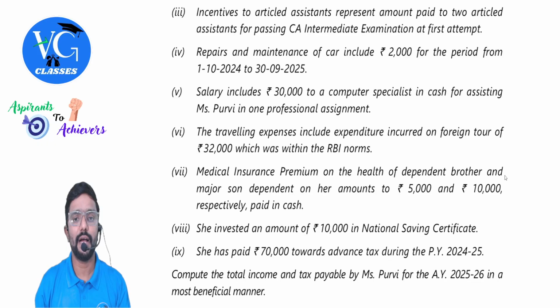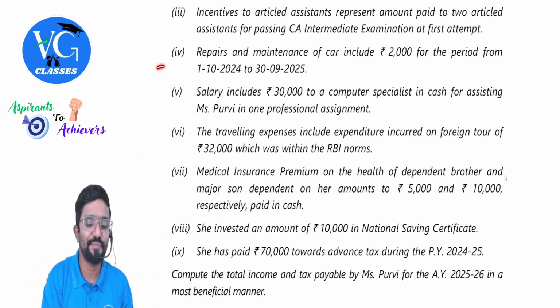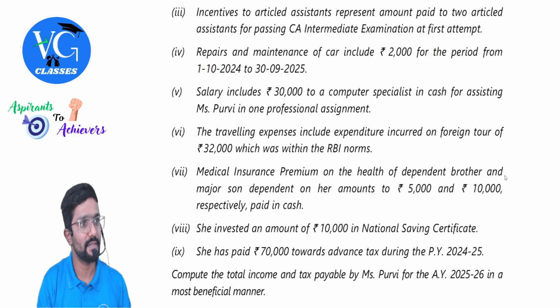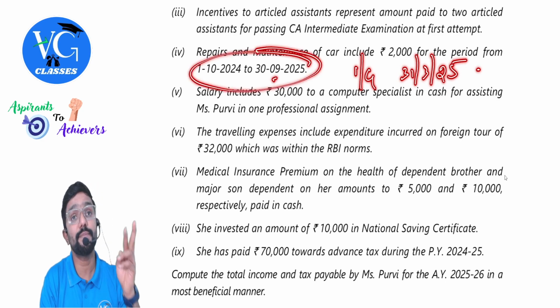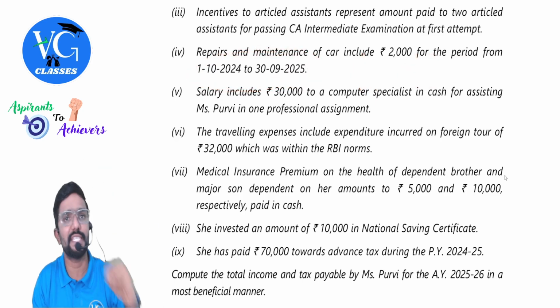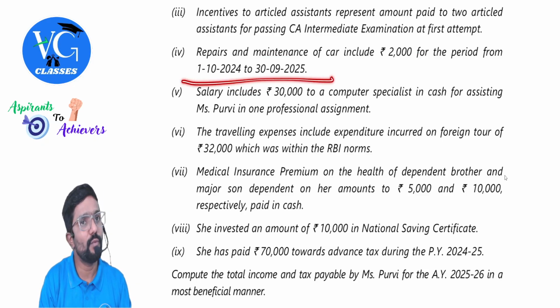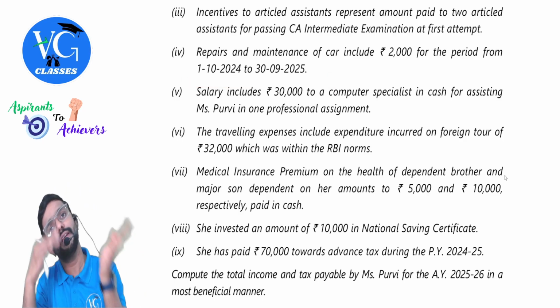Repairs and maintenance of a car include 2,000 for the period from 1st October to 30th September. Guys, interesting adjustment. They have tried to mislead you. Look here. Whatever is paid is for the period from 1st October to 30th September. Our previous year is from when to when? 1st April to 31st March 25. And this is paid from 1st October to 30th September 25. That means from 1st April 25 to 30th September falls in next year. I repeat, this is paid for one full year. Six months fall in our previous year, another six months will fall in next year.